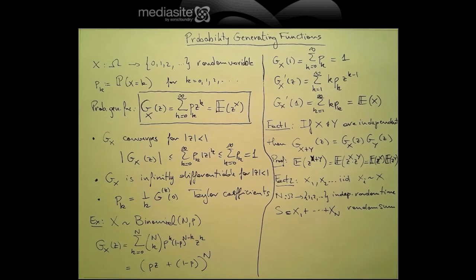Okay. Well, then the generating function for S is actually the composition of the generating function for N and the generating function for X, this random variable that they are all equal to in distribution. So remember, composition means that you take g_N and you plug in g_X.